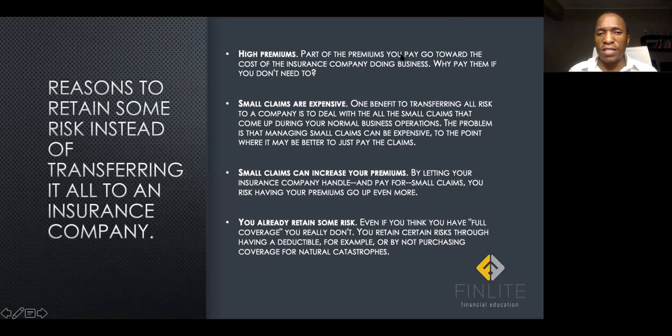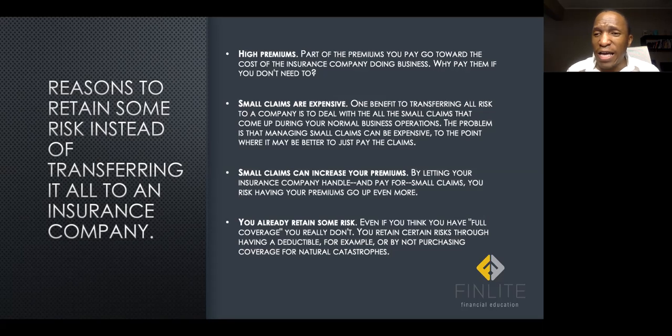Okay, reasons to retain some of the risk instead of transferring it all to an insurance company. High premiums. High premiums will definitely discourage a company from taking insurance. If the premiums are exceptionally high, it might consider, let's rather take the risk that should something happen, we'll make a plan, we'll take credit or whatever the case may be.